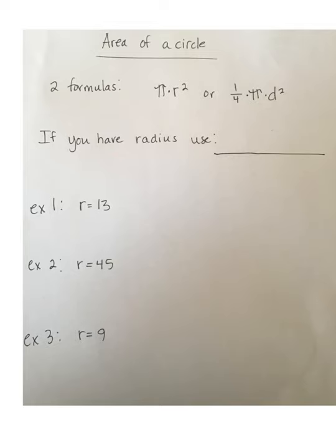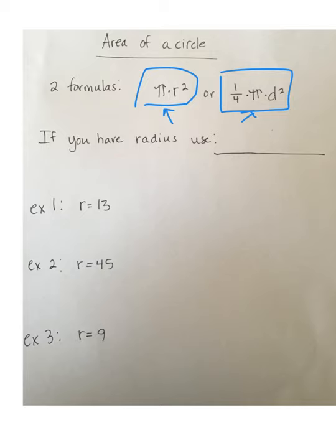Hey, geometry. This lesson is on area of a circle. There's going to be two formulas that you're going to use. You're going to use either pi r squared, or 1/4 times pi times diameter squared. What's going to make a difference is if the book gives you the radius to work with or the diameter to work with. If they give you the radius, you use this formula. If they give you the diameter, you use this formula.